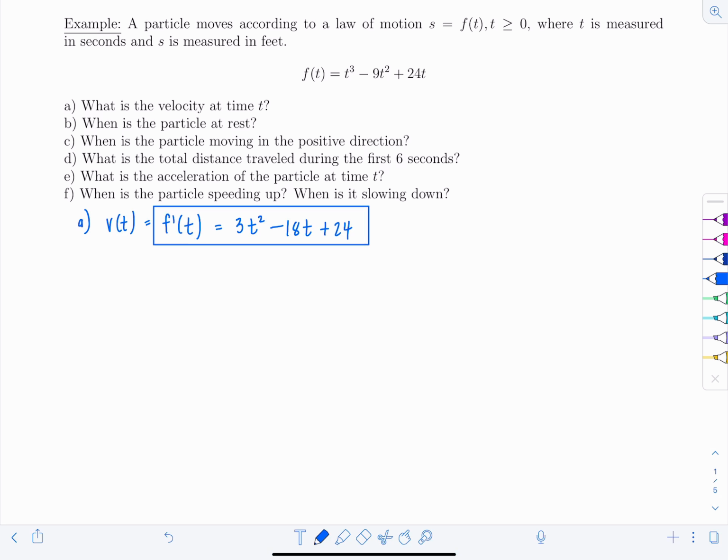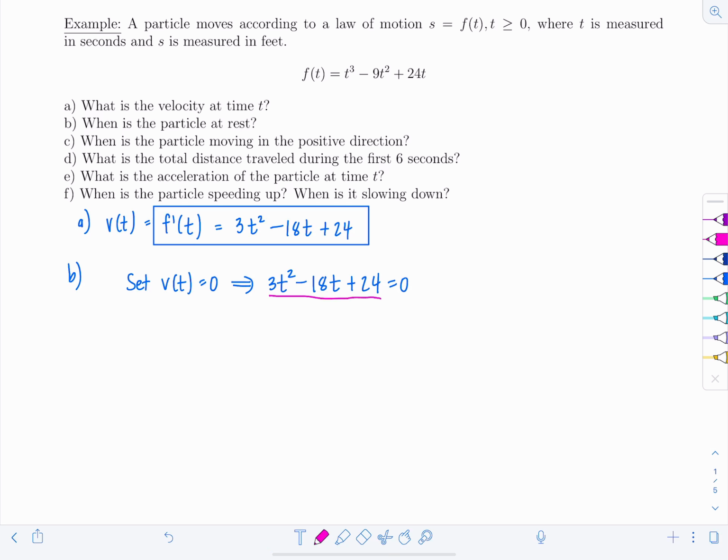All right, part B asks, when is the particle at rest? If the particle is at rest, that means it's not moving. That means the velocity should be equal to 0. So I'm going to set v of t, my velocity function, equal to 0. That means 3t squared minus 18t plus 24 is going to equal 0. And now we need to solve this equation.